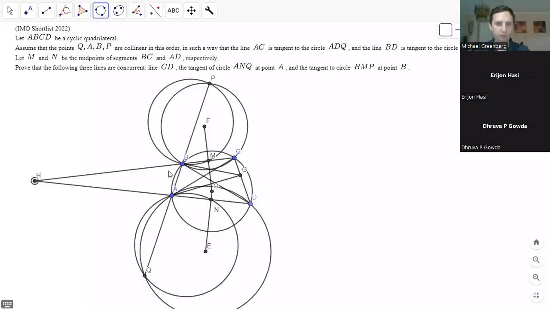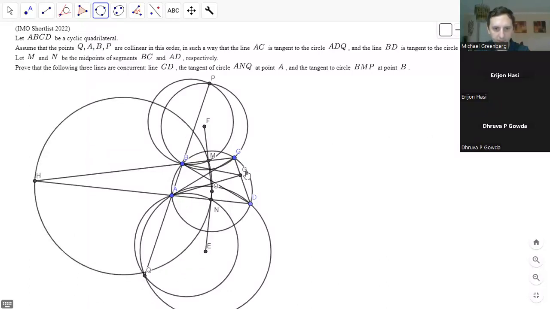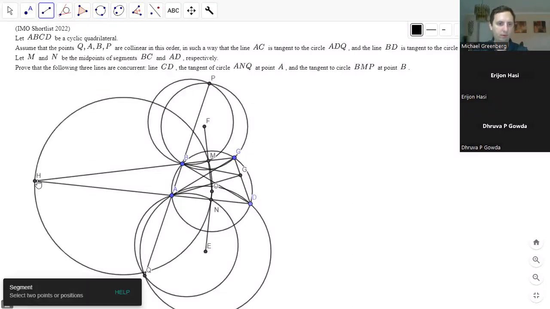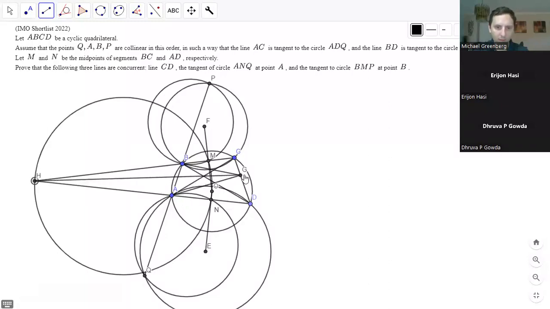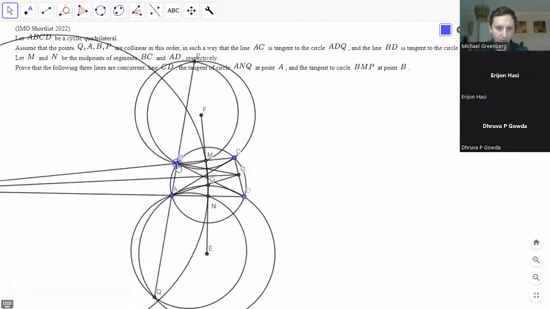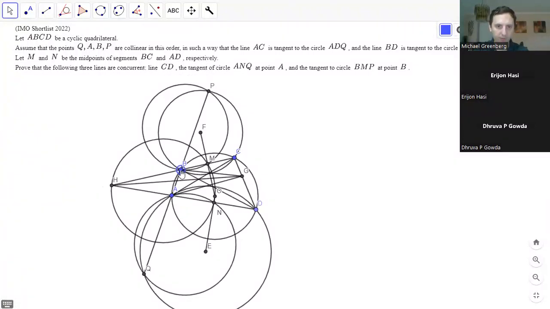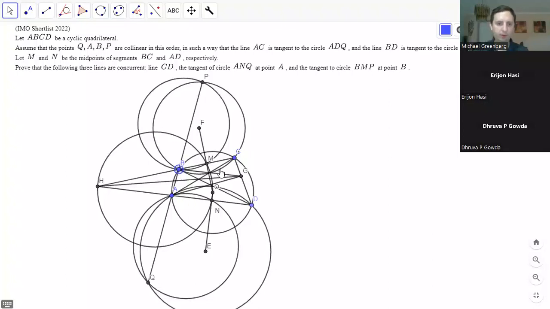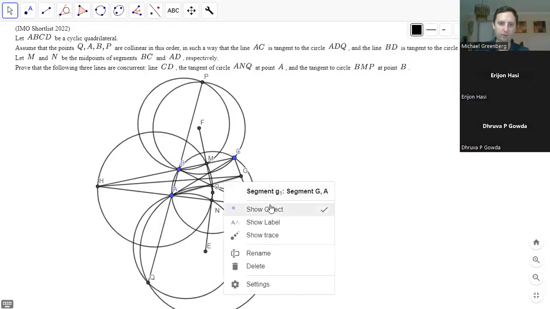So we have HMON is cyclic. Can we say anything about point G? Let's see. Maybe I wonder if these are concurrent. I think they are. So one thing we could do is redefine G to be the intersection of this with CD, and then we could try to show those are each tangent. So we could call it G prime. I think that might be a better way to do it.